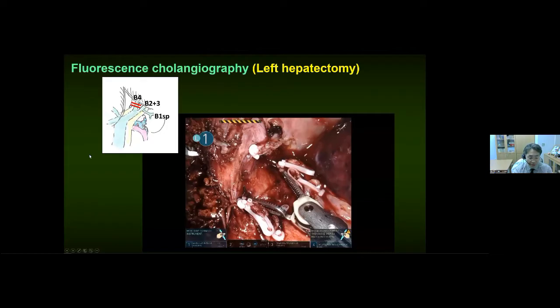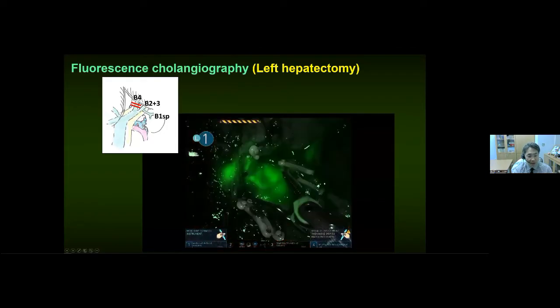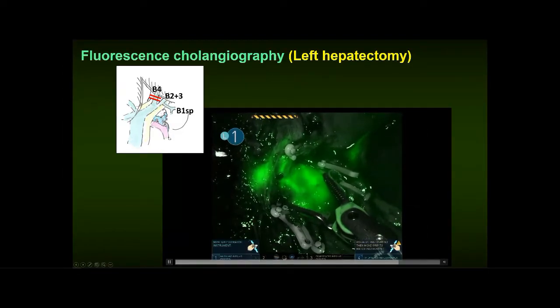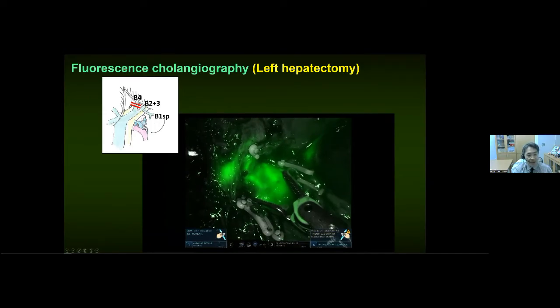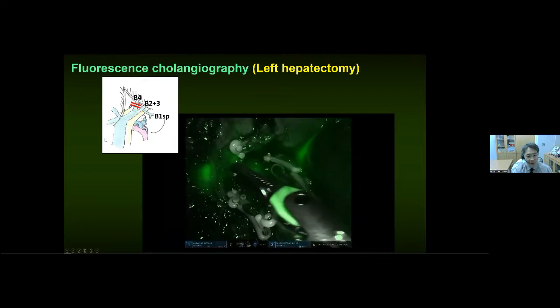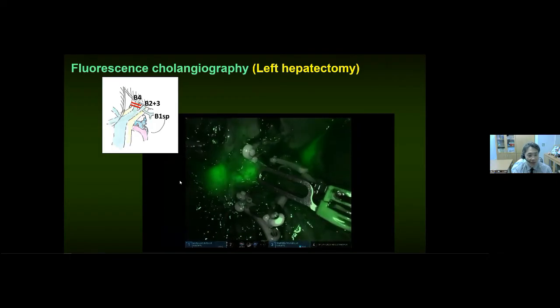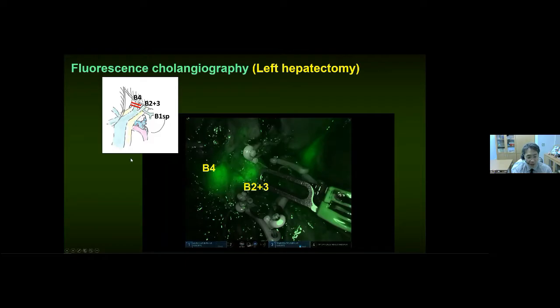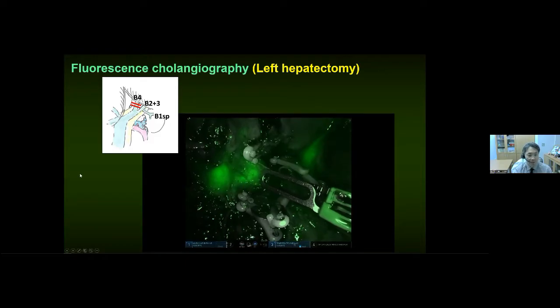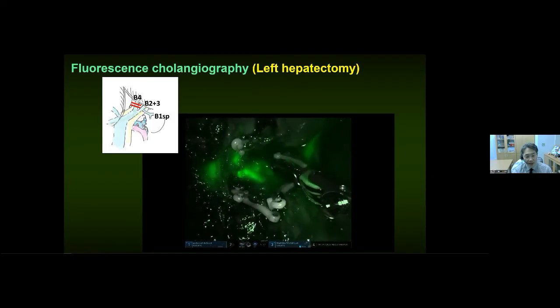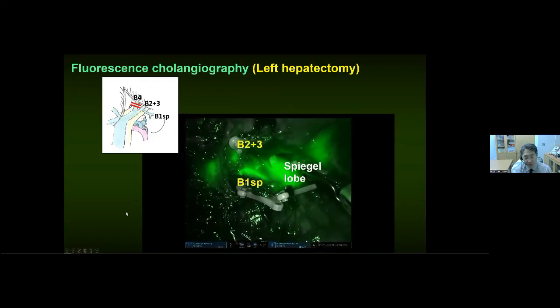And ICG fluorescence cholangiography can be used not only during cholecystectomy, but also for hepatectomy. For example, in this case, we are going to remove the left liver, preserving the Spiegelian lobe of the liver. So the ICG fluorescence imaging is used for delineation of the hepatic ducts running on the hepatic hilum. Here we can see the bifurcation of the B4 and B2 plus 3 branch. And here we can see the small branch draining the Spiegelian lobe, draining into the B2 plus 3 branch.